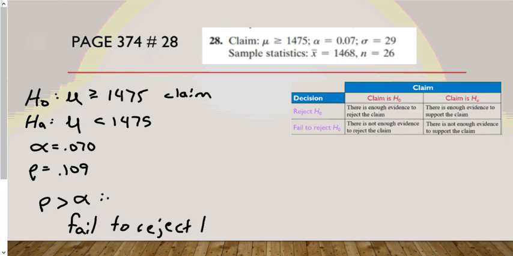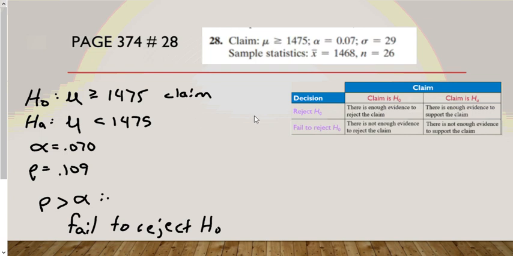Fail to reject the null. Okay. Now let's go back over here and check this two-way table. Remember, in this case, our claim was the null, and we ended up failing to reject the null. So what we would say is there is not enough evidence to reject the claim, right? But there's also not really evidence supporting this claim either.